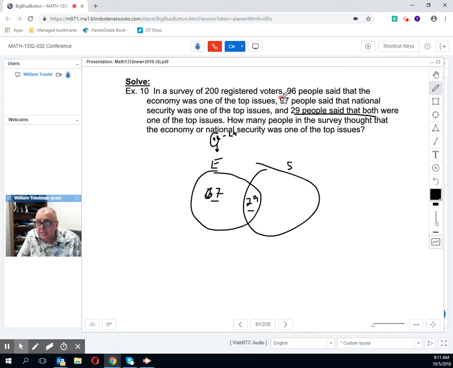Now, the other one said 97 is in security. So if the 29 is in common, I'm going to do 97 minus 29, and I get 68. You see, now if I add those two up, I get 97, like I'm supposed to. It says how many people in the survey thought the economy or national security was the top issues.